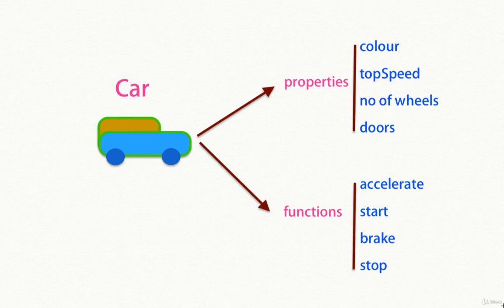So first of all, we have to define a class with the properties and functions. Then we can make any number of objects from that class. Now let's move into the code editor and write some real examples of class and object.